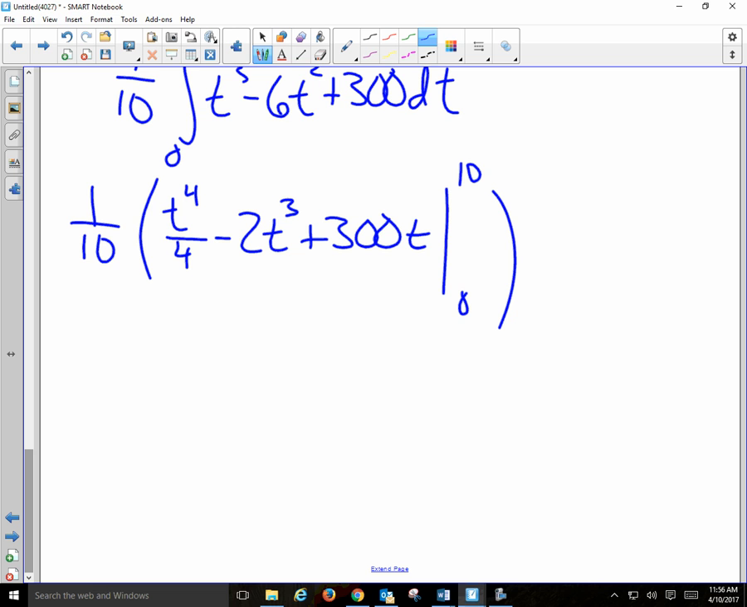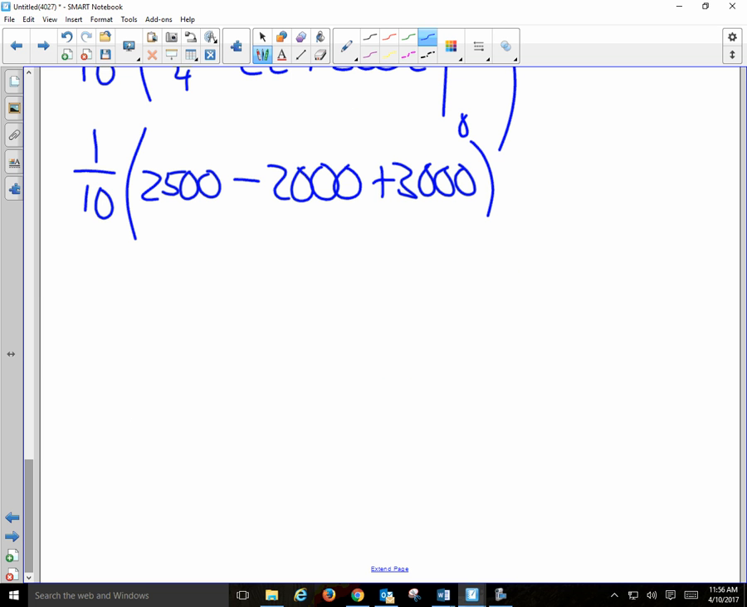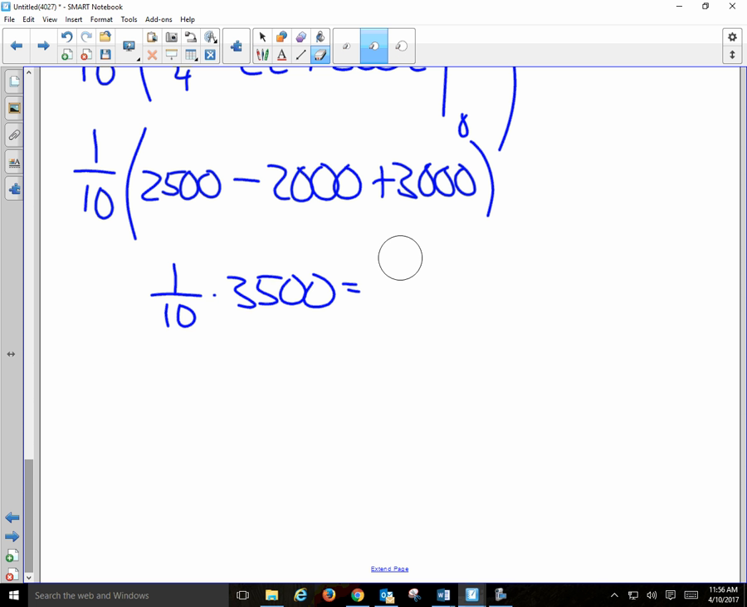Okay. Yep. 10,000 divided by 4 is 2,500. 10 cubed is 1,000 times 2 is 2,000. Plus 3,000. Plug in 0, you get 0. 2,500 minus 2,500 plus 3,000 is 3,500. So 1/10 of 3,500 is equal to 350. What's it asking for? Average velocity, so meters per minute.